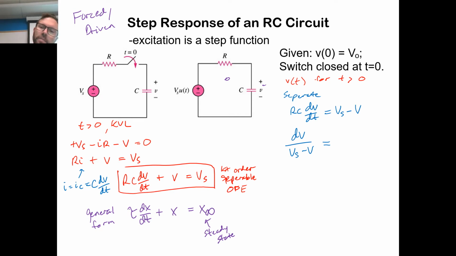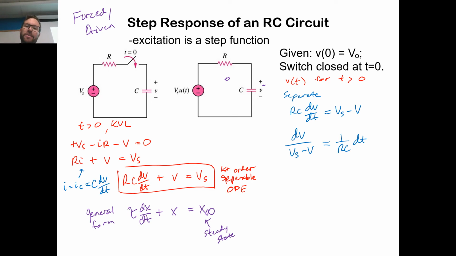What am I doing? How am I doing this? RC over dt. I didn't do that, right? Yeah, it's RC times dt. So let's see, dt would come up. Yeah, it would be like 1 over RC times dt, right? Okay, everything got moved correctly, yeah?